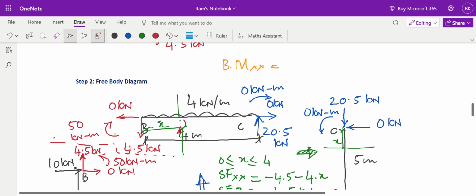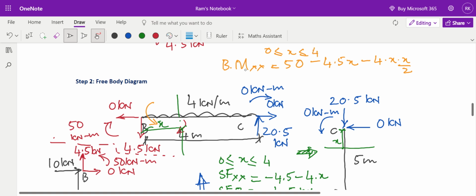Bending moment at XX. This is 50, that is clockwise to the left, that is sagging, that is positive. 50 minus this 4.5 into X, that is anti-clockwise to the left, that is hogging, that is negative. And this 4 into X by 2, that is minus 4 into X by 2. Limit of the section is 0 less than or equal to X less than or equal to 4 meters.